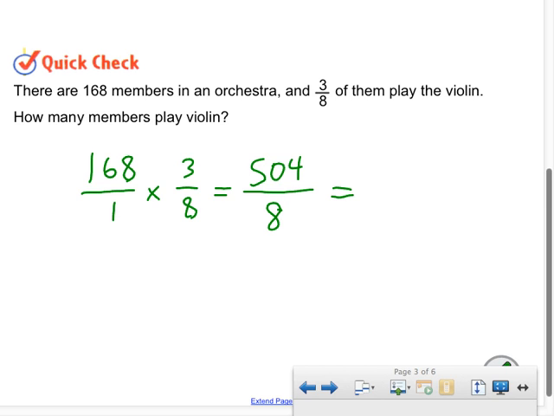What's that going to be? 504 divided by 8 is 63. Correct. So we have 63. And we need to label this. 63 members for the batch. Right. Or we could even be more precise than that. We could say 63 violinists. Okay? Did I spell it right? Yes. I think so. Okay, yeah.